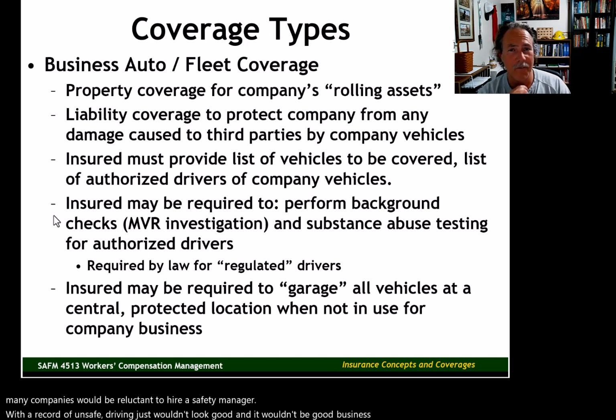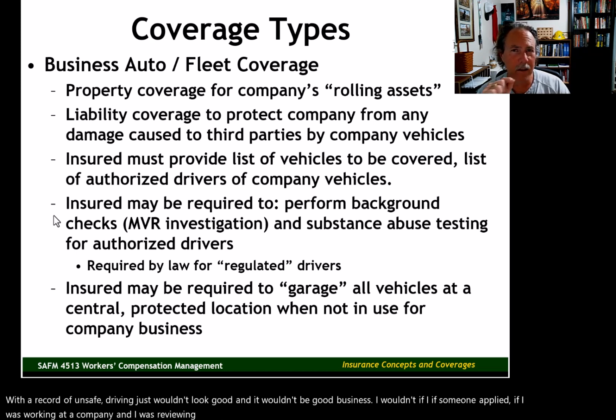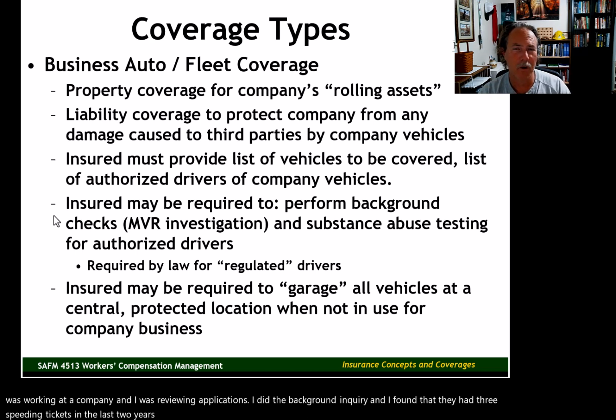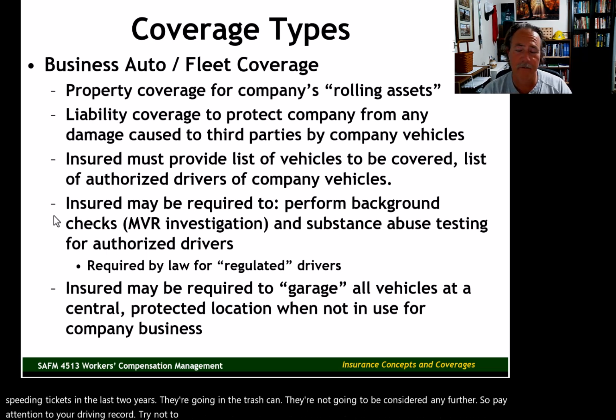I wouldn't. If I was working at a company and I was reviewing applications, and I did the background inquiry and found that they had 3 speeding tickets in the last 2 years, they're going in the trash can. They're not going to be considered any further. So pay attention to your driving record. Try not to get any tickets and definitely don't get any DUIs.